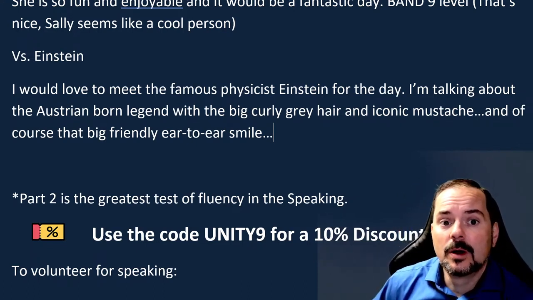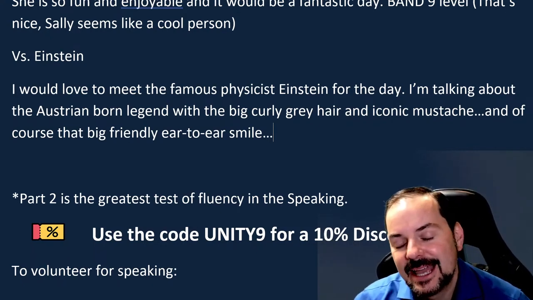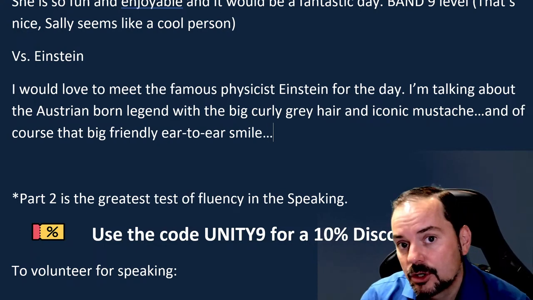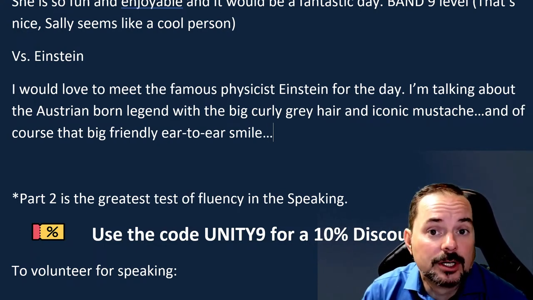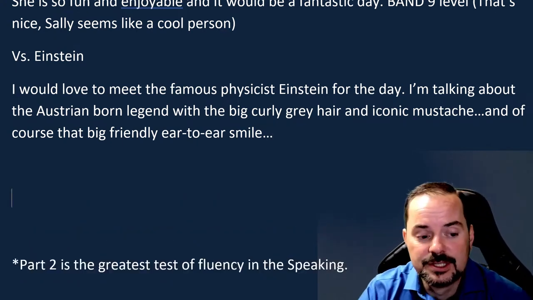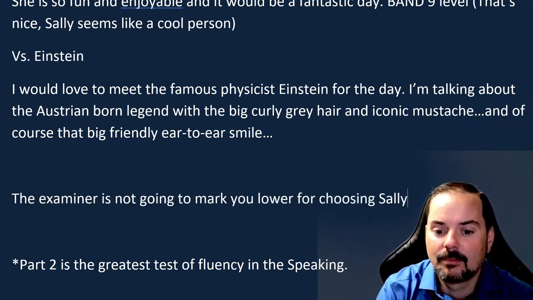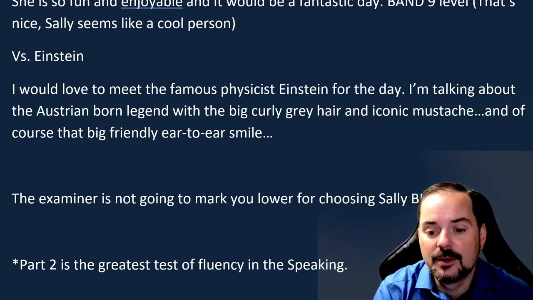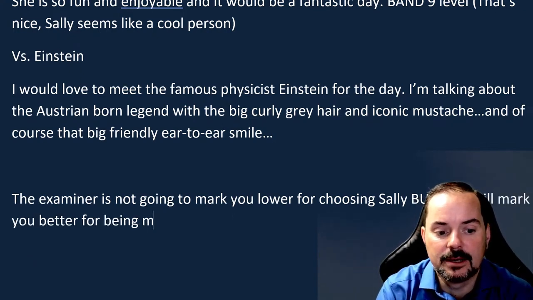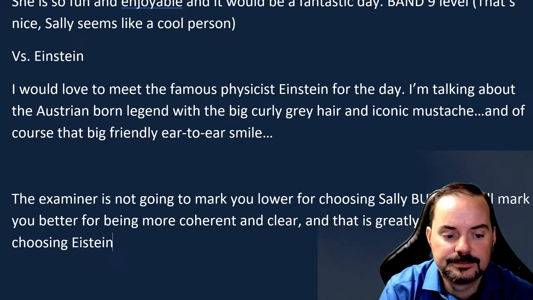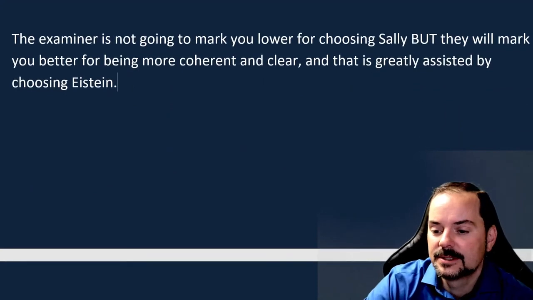That's the difference. Just like you don't get marked on body language in the official IELTS, but it's still very important, what you choose as your answer, or in this case, who you choose as your answer, you don't get marked. So the examiner is not going to mark you lower for choosing Sally. But they will mark you better for being more coherent and clear, and that is greatly assisted by choosing Einstein. Okay? All right? Makes sense? Domenico, keep that in mind.